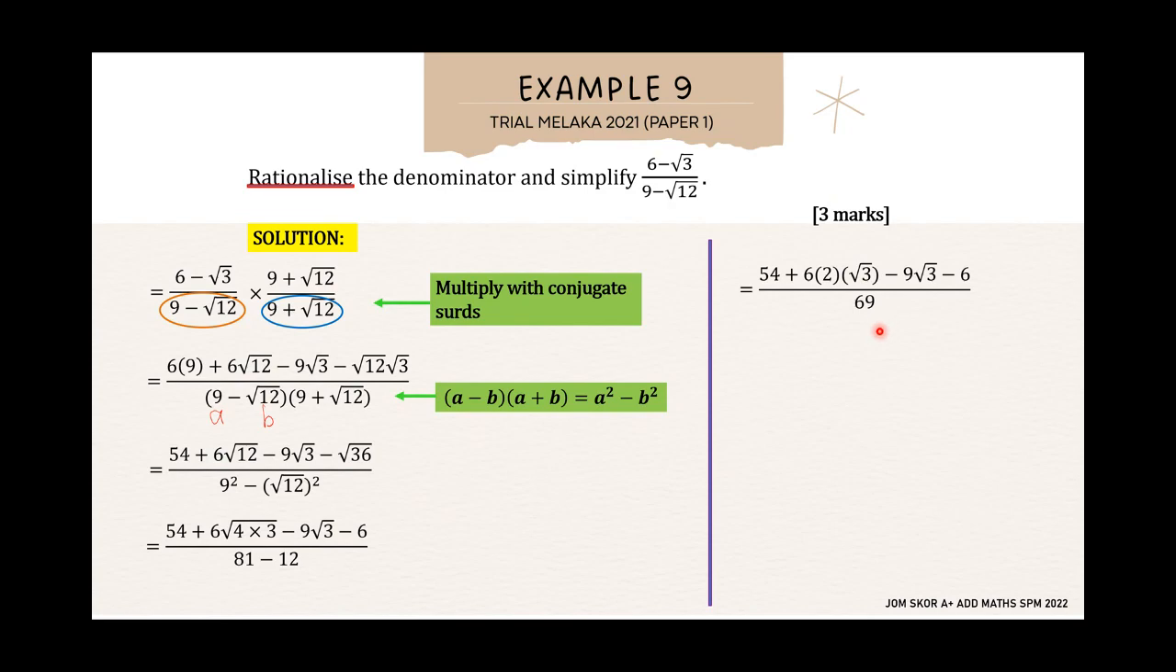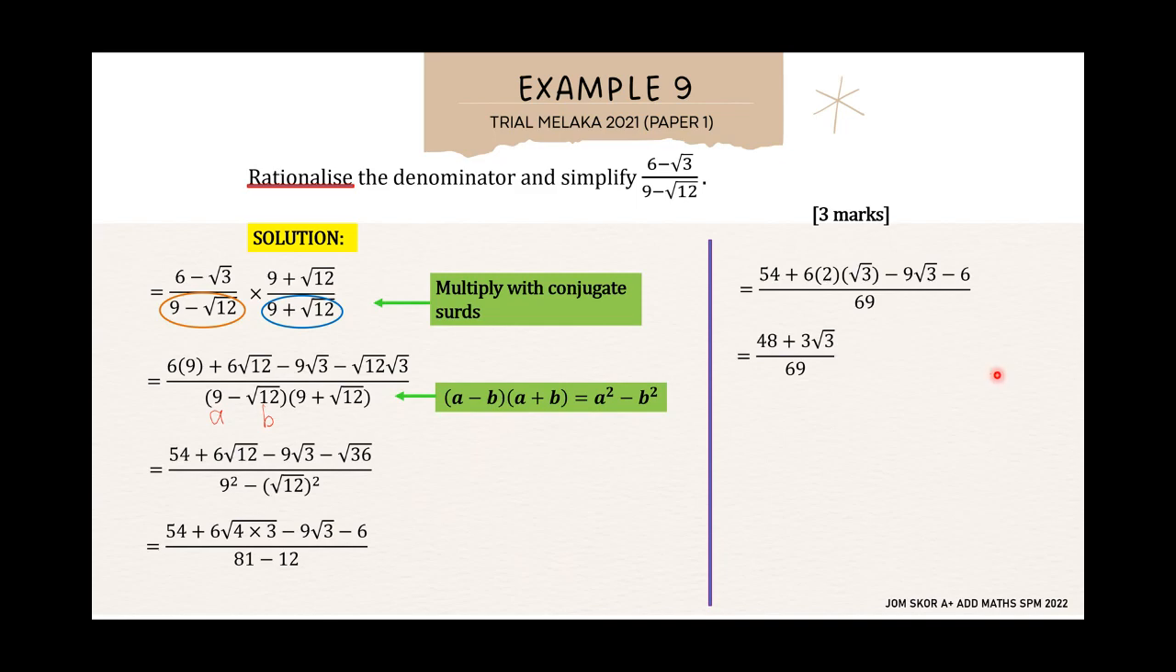Okay, jom tengok lagi. Boleh simplify tak? Simplify lagi kepada 48 tambah dengan 3 surd 3 over 69. 48 maksudnya kita dapat daripada 54 tolak dengan 6 dapat 48. Kemudian I have this one 12 surd 3 minus 9 surd 3, saya akan dapat 3 surd 3. Okay.